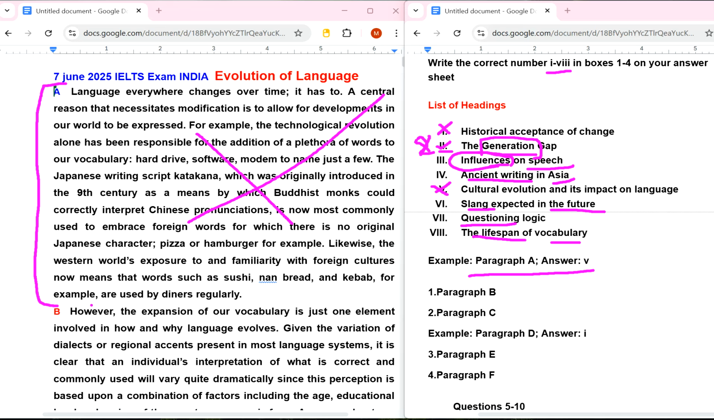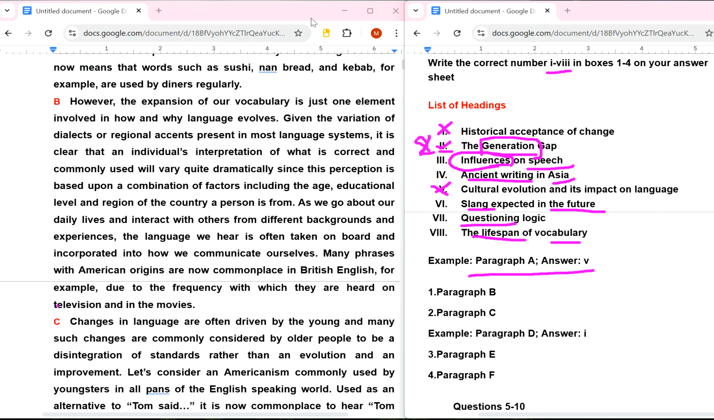Now I will start reading paragraph B. Just ignore this A paragraph for now, for this list of headings question. Now, just look at my style also when I am reading the paragraph for list of headings.